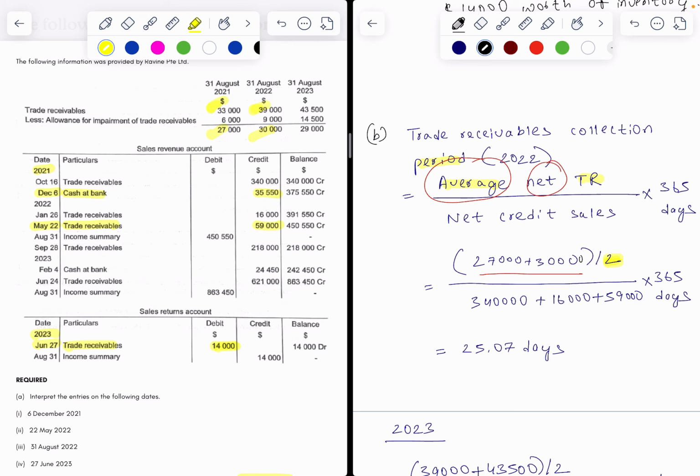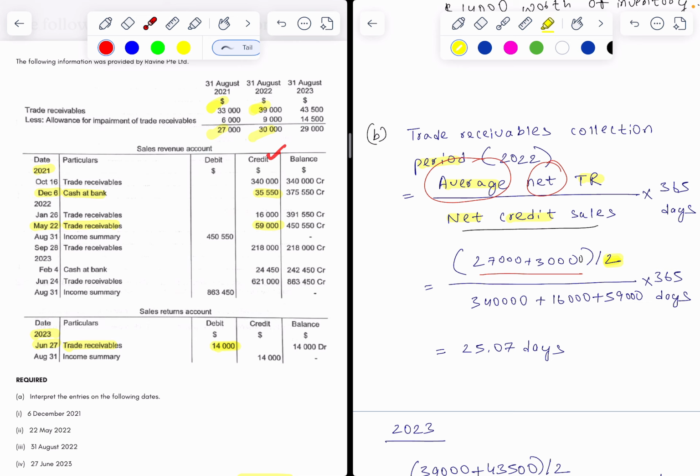Now, the denominator is where we record the net credit sales. Again, the key words are net and also credit. So how can we identify which sales are in fact on credit? You check the sales revenue account, and any amount that is recorded in the credit column obviously refers to a sale that you have made, either for cash or on credit.